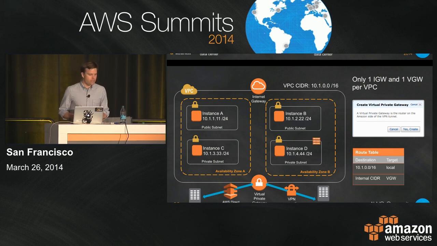So here we add a route table to subnet 4. We give a route for the internal CIDR block of your internal network, send it to the VGW, and out we go into your internal network.